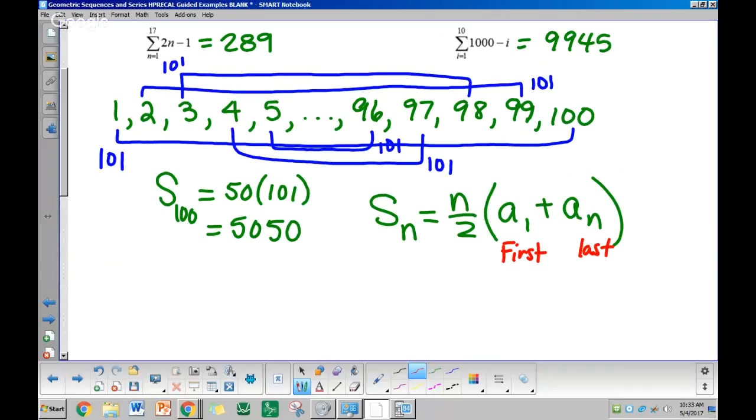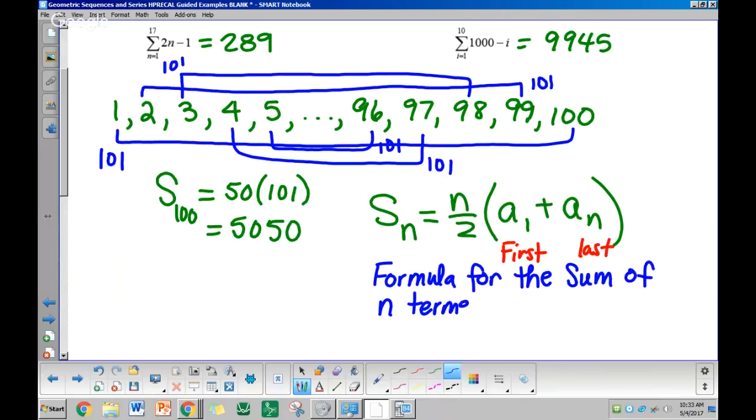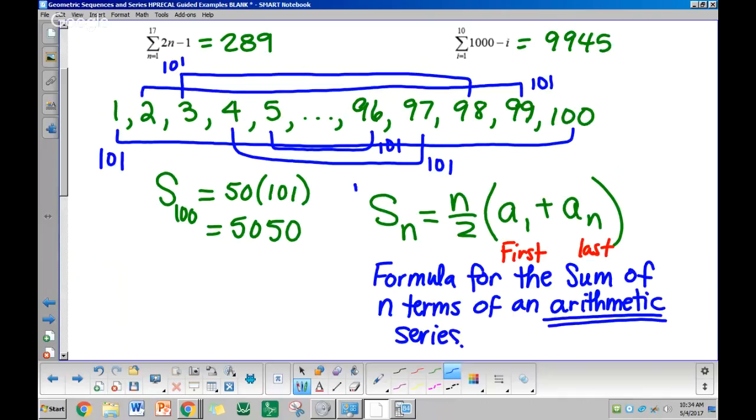So this is the formula for the sum of n terms of an arithmetic, and I'm going to underline arithmetic series. Arithmetic series, I should say. I'm sorry, arithmetic series. This right here.